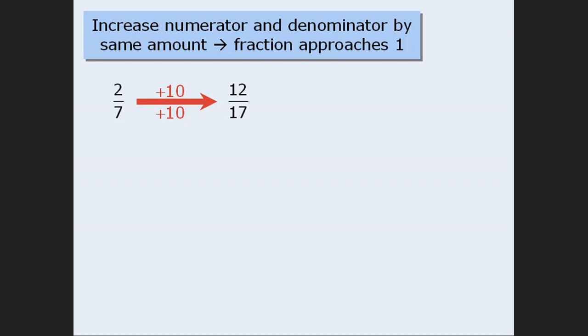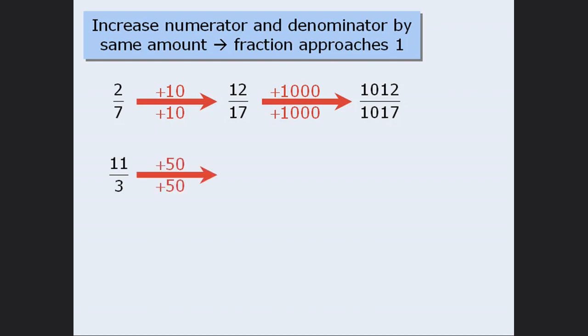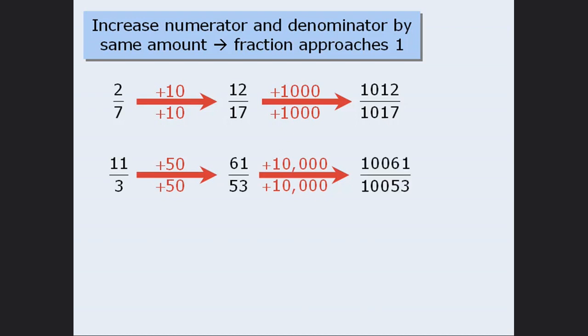Furthermore, if we take 12 over 17 and add 1000 to its numerator and denominator, the resulting fraction is closer to 1 than 12 over 17 is. Similarly, if we take the fraction 11 over 3 and add 50 to the top and bottom, the resulting fraction, 61 over 53, is closer to 1 than 11 over 3 is. And if we add 10,000 to the top and bottom of this fraction, the resulting fraction is even closer to 1.